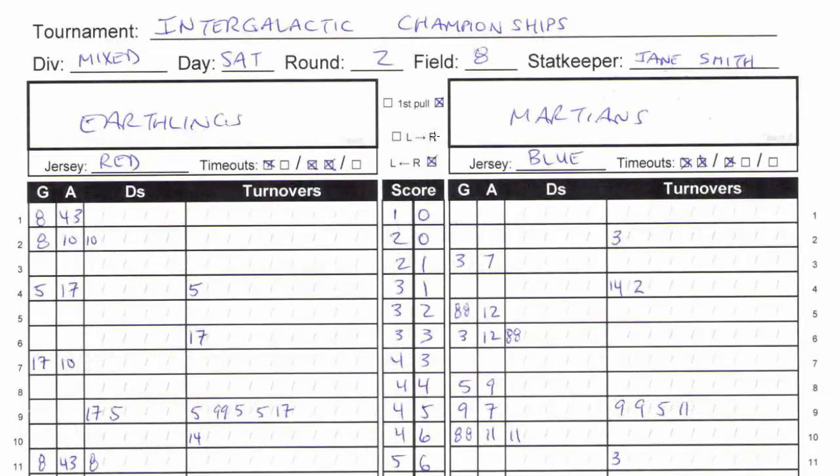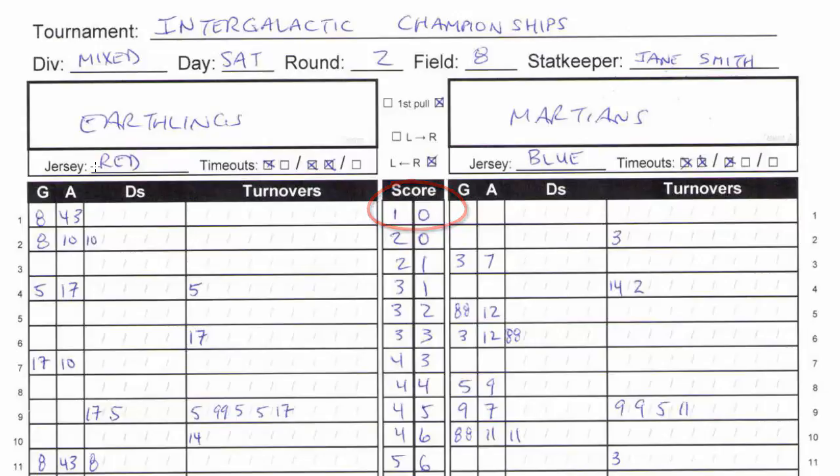The Martians are pulling to the Earthlings to begin the game, so the Earthlings start on offense. The Earthlings receive the pull and move the disc swiftly and effectively up the field, scoring the first point of the game. Record the number of the player who caught the goal, number 8, in the G column. Record the number of the player who threw the goal, 43 in this case, in the A column. Note the score as 1-0 in the center score column.